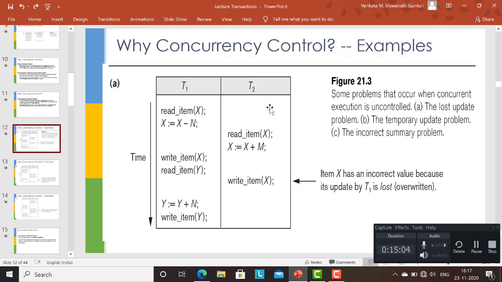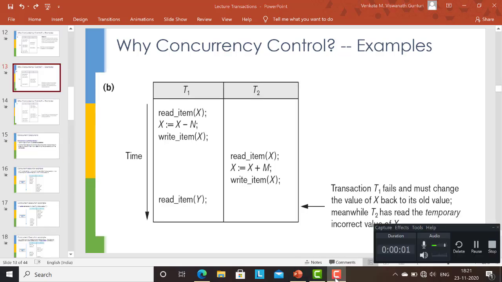So here, both T1 and T2 were reading the old value of X. T1 was making a change. T2 also made a change. Then, when we wrote this, we have essentially overwritten the changes made by T1, right? So this is what is called a lost update problem. Another example of what should not be allowed under the isolation requirement.